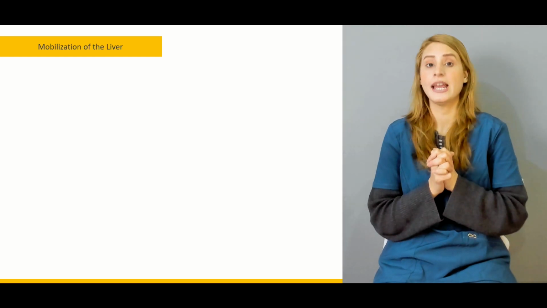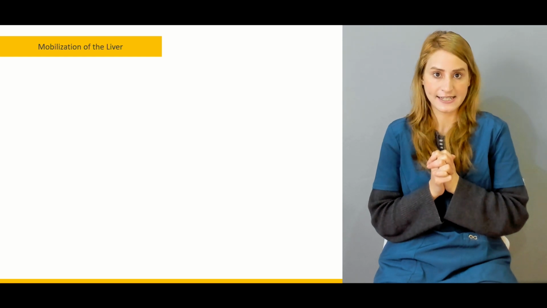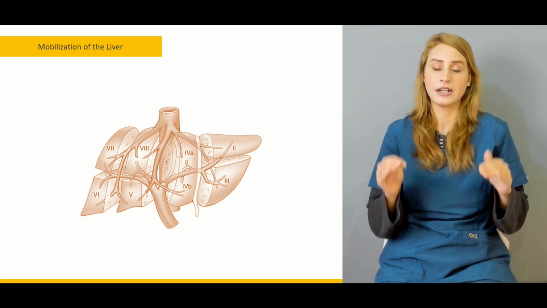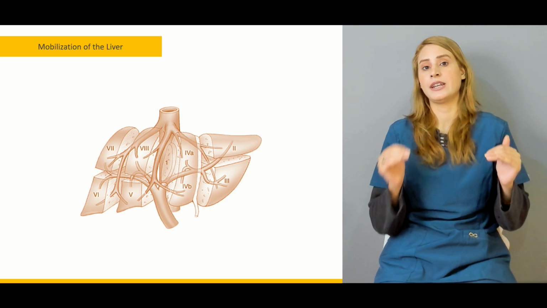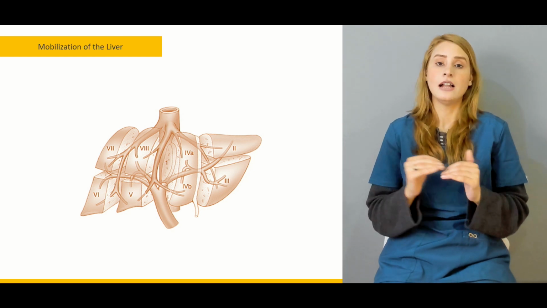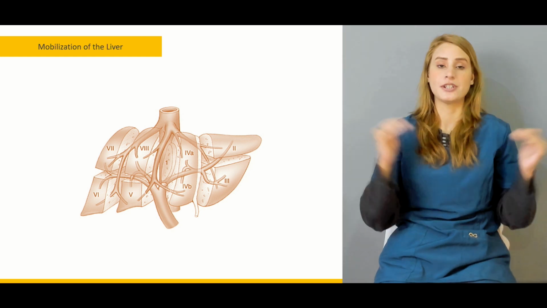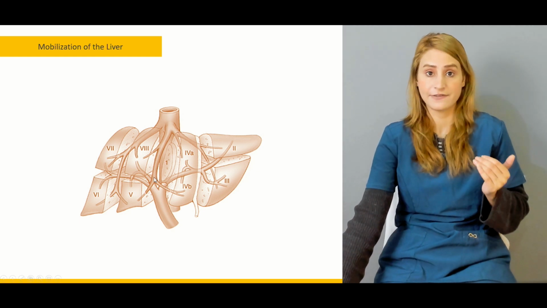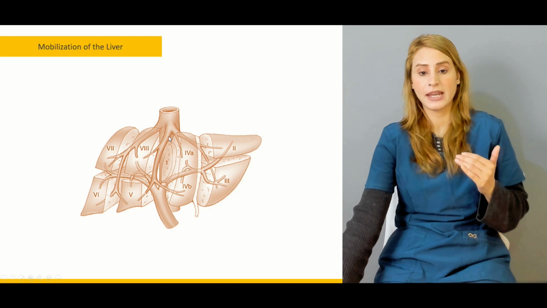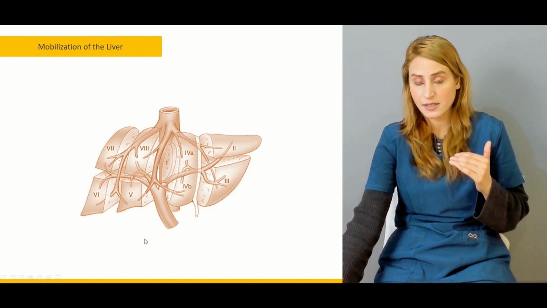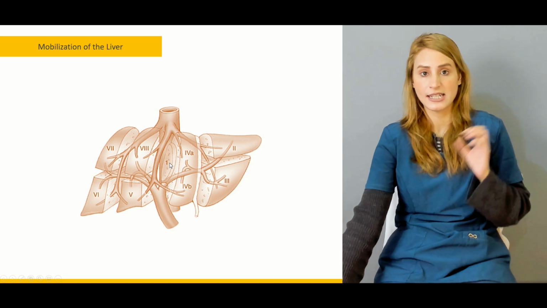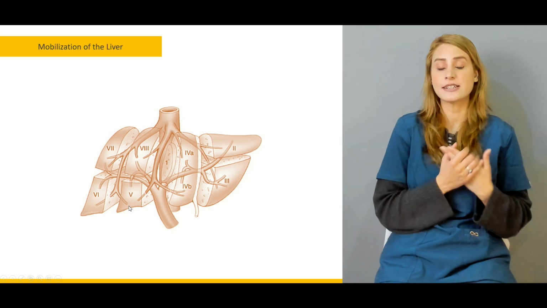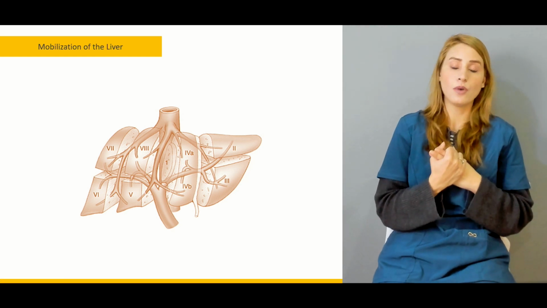Now, this is important, how you are going to mobilize the liver. Four important things in the mobilization are the different kinds of ligaments which connect the liver to different structures. Okay, so we know that there is a falciform ligament, and the falciform ligament is responsible for the division of the right and the left lobe of the liver. Plus, the falciform ligament is extending and attaching the liver to the wall.